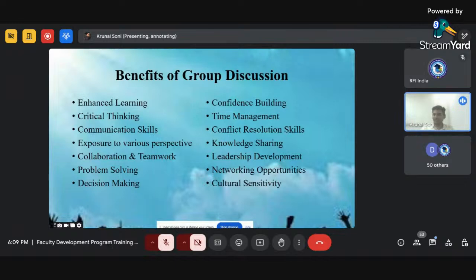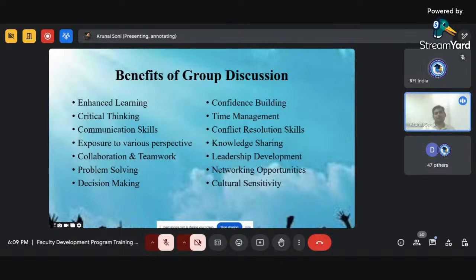If a certain problem statement has been given and you are asked to think on this parameter, that is called critical thinking. So here you are improving your critical thinking abilities also. Communication skills. Obviously, communication can sometimes be improved by observing the pattern or the mode that a person is using, right? That is where communication skills can be enhanced.